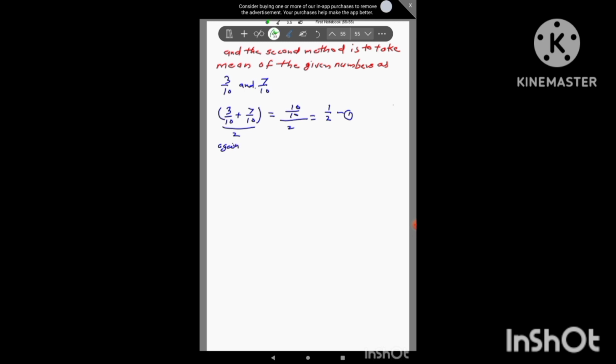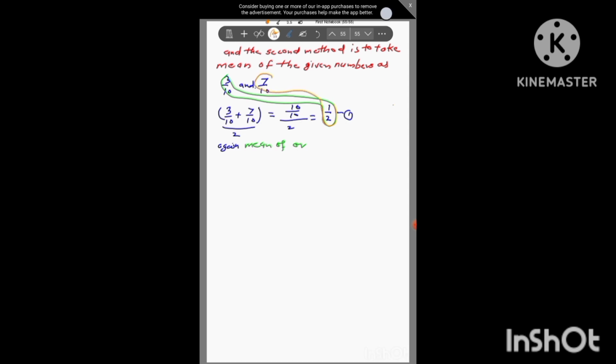Now if you see, the mean of half, that is 1 upon 2, and 3 upon 10 will be in between the first two numbers, and also the mean of 1 upon 2, the new number, and 7 upon 10 will be in between these two. So you have to take this number and any number from either side and find the mean.